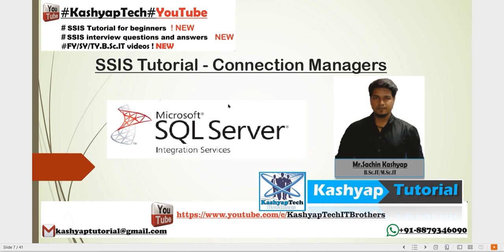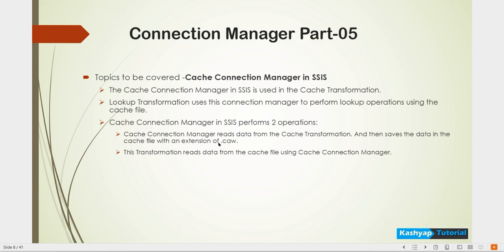So this is part five of the connection manager. In this we are going to learn about the cache connection, like how to create the connection for the cache. Basically it is used for lookup transformations. The cache connection manager in SSIS is used in the cache transformation. The lookup transformation uses this connection manager to perform lookup operations using the cache file.